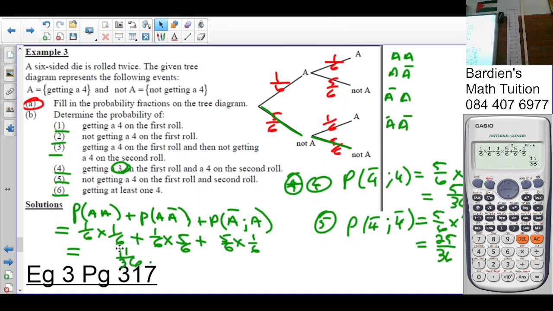Okay, any confusion there? No, then. So with that you should be able to do exercise 3.